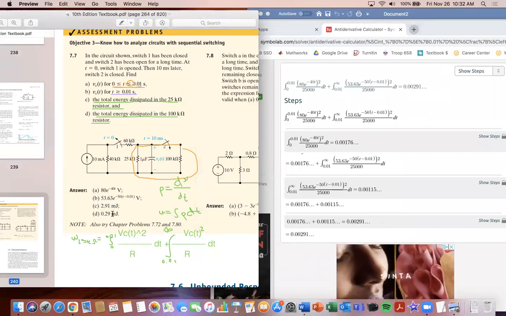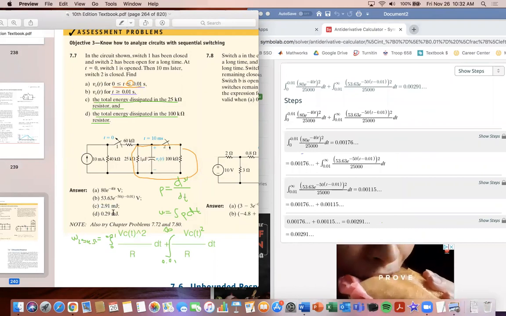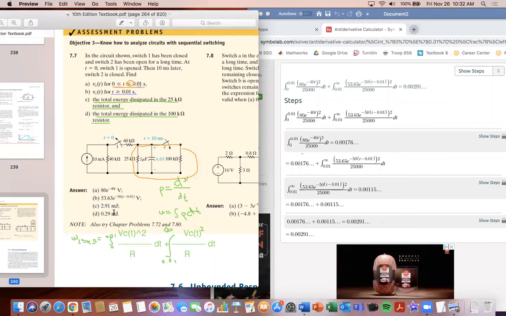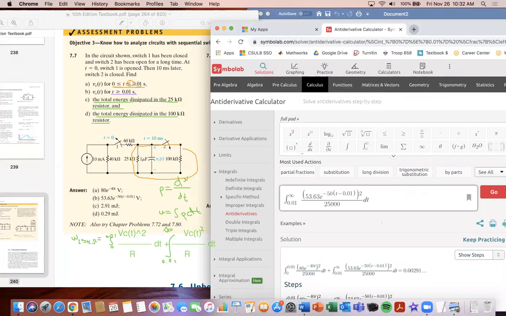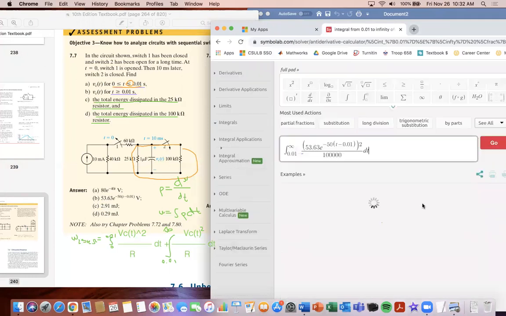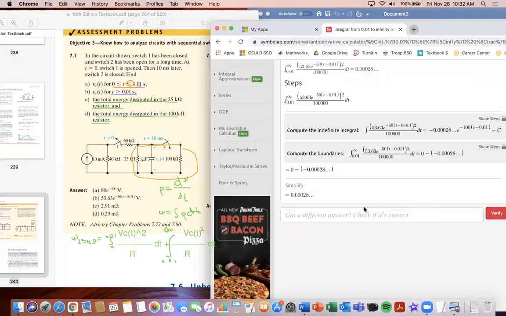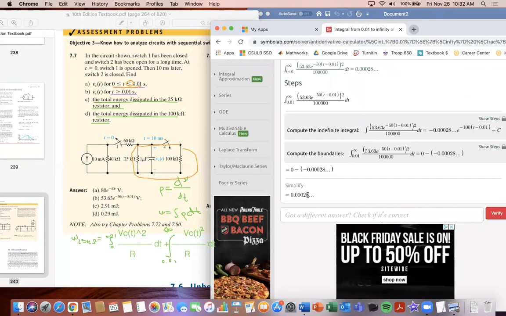Let's do part D, the total energy dissipated in the 100 kilo ohm resistor. If you notice, the 100 kilo ohm resistor doesn't take effect in the circuit until 10 milliseconds. So we're only going to have to do one side of the equation. For this one, it's only this, but with 100 kilo ohms, and the same equation. When we calculate that, we get the answer of 0.29 millijoules. Okay, so that's how we got parts C and D.